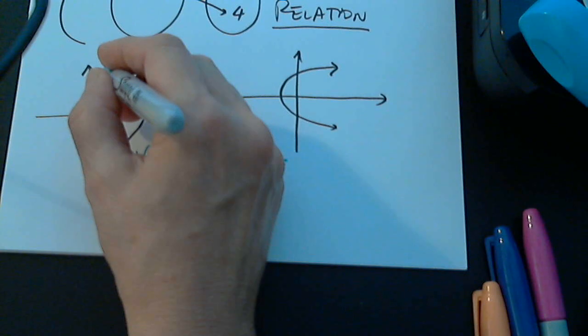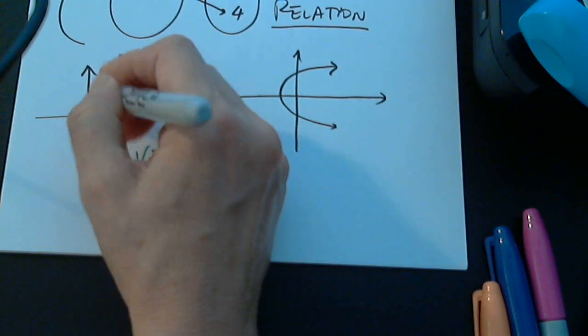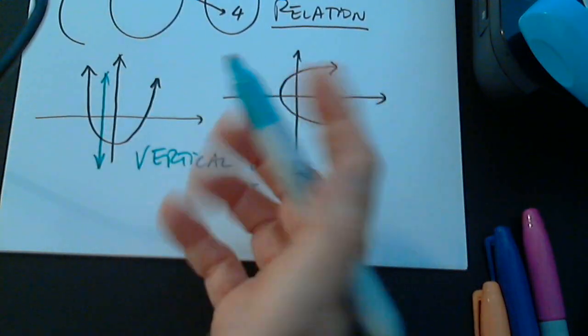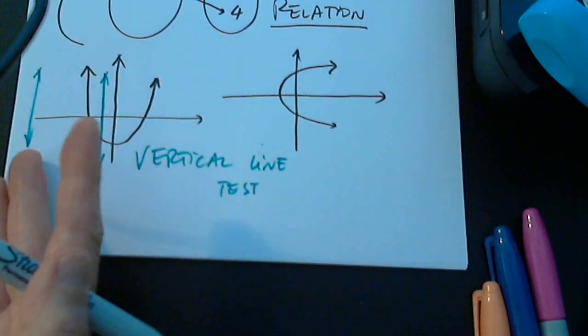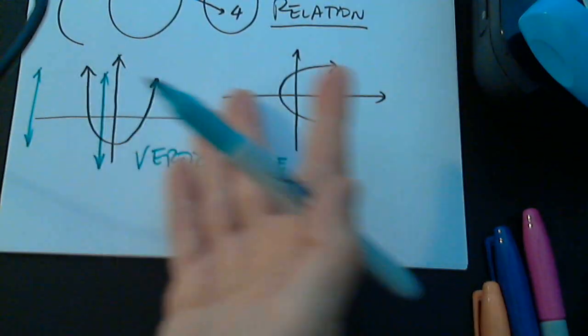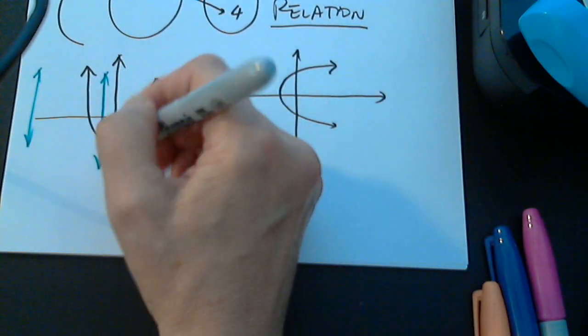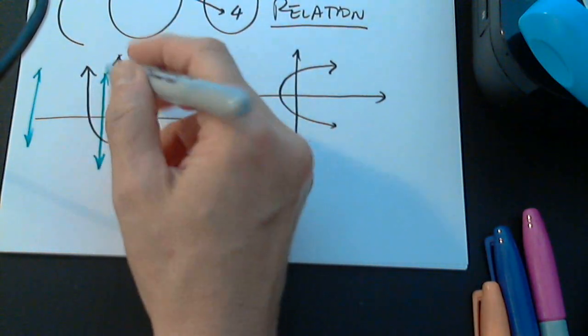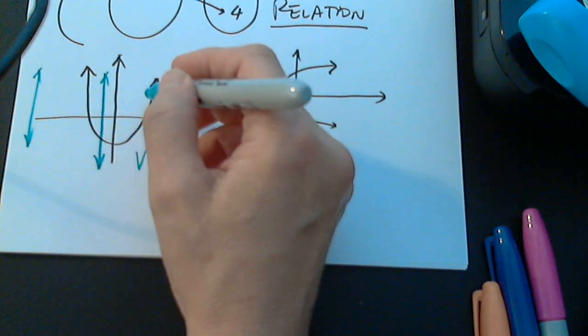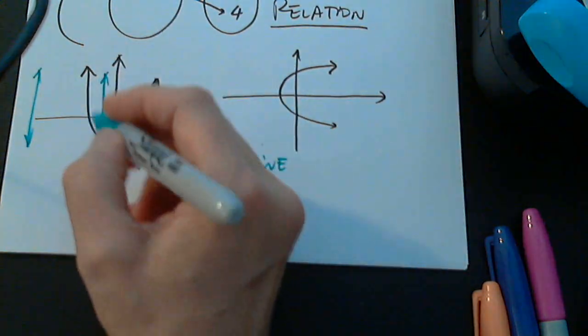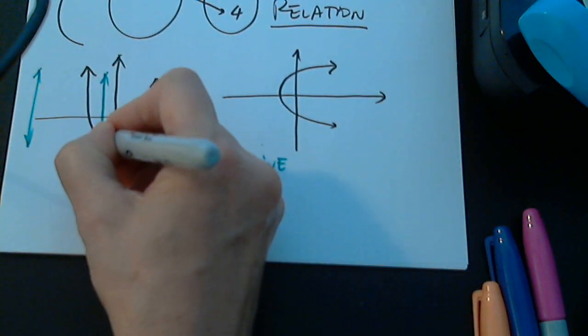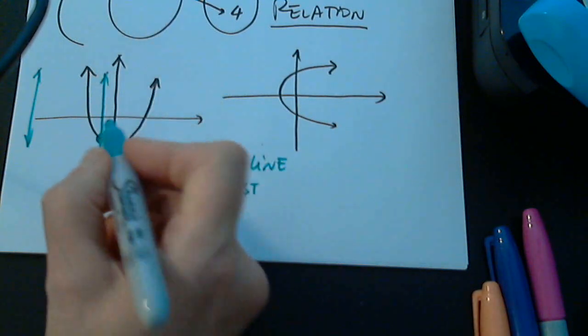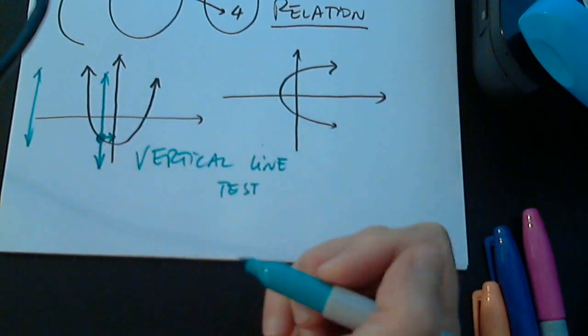Okay. I will draw a vertical line through the graph. And I realize that if I draw as many as I want, every vertical line will cross the graph in one point, and I will be able to read that y value.